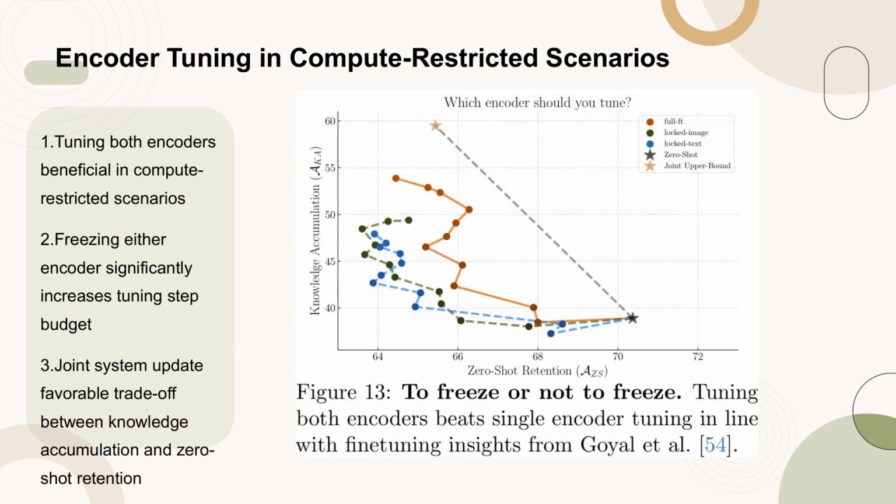Figure 13 illustrates the impact of freezing either the image or text encoder in compute-restricted continual pre-training scenarios. It shows that tuning both encoders is more beneficial compared to tuning only one, aligning with insights from Goyal et al., 54. Freezing either encoder allows for a substantial increase in the tuning step budget due to reduced flops and memory use. However, updating the vision language model as a joint system provides a more favorable trade-off between knowledge accumulation and zero-shot retention for each update.